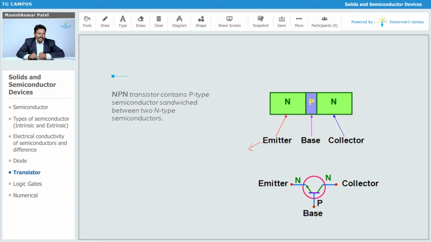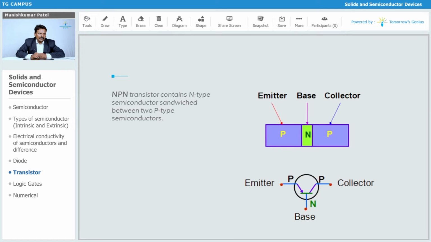This emitter is again heavily doped. Heavily doped means there are a large number of free electrons available. The base is lightly doped and its cross sectional area is also less. The collector, you can see, is going to collect all the electrons which have been emitted from the emitter side. So that is what we can say about this NPN. This arrow indicates the direction of current, and according to that the direction of electrons is opposite. This is how you can show the symbol for this NPN transistor.